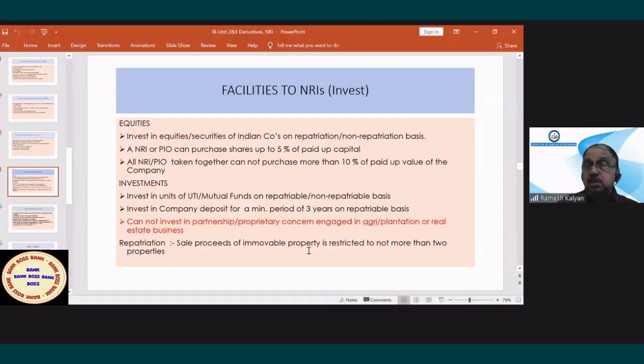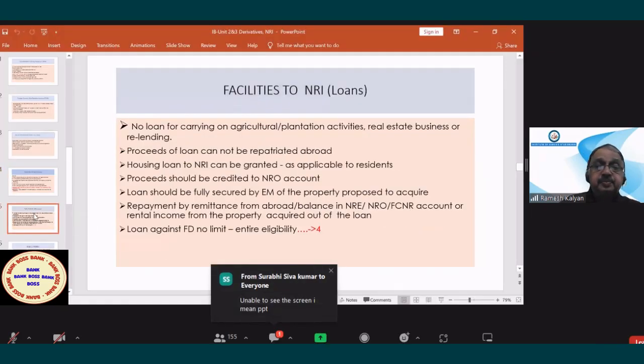So prohibited items, we should be very careful. And also sale proceeds of immovable properties are restricted to not more than 2 properties. I will explain. Suppose an NRI person has constructed 4 houses in India. Now he wants to take this amount back to the US. At a point of time, the proceeds of 2 houses alone can be taken back, all subject to that 1 million. Subsequent year, he will be able to take more. But these are not that important.